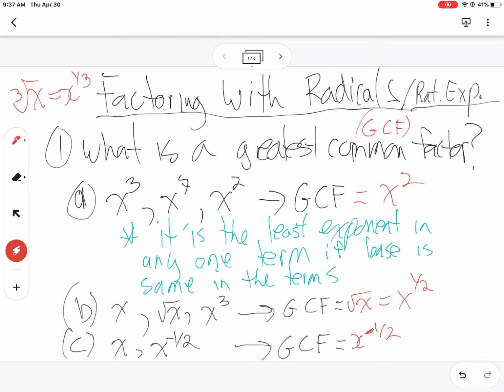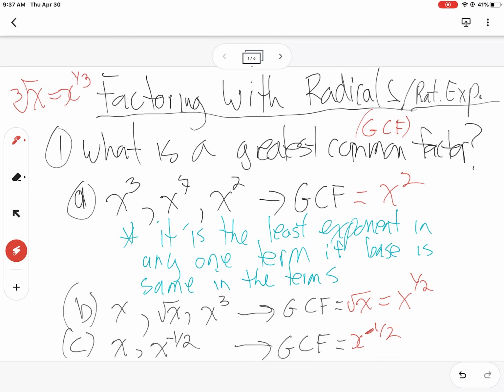So where we need this in calculus is when we're doing derivatives with square roots and cube roots and things like that, because you're going to have to be able to solve where a derivative equals 0 to get the critical values. So the first thing, we're going to look at number 1 here, what a greatest common factor is.